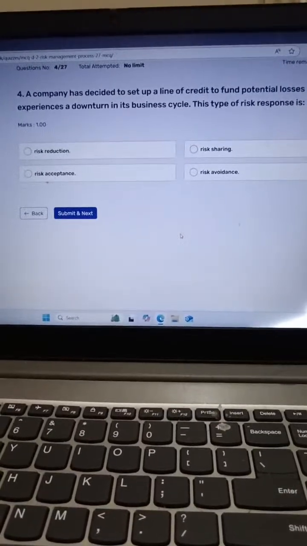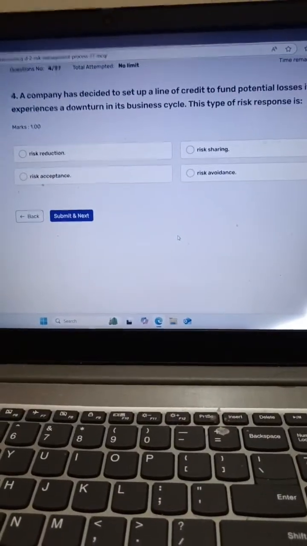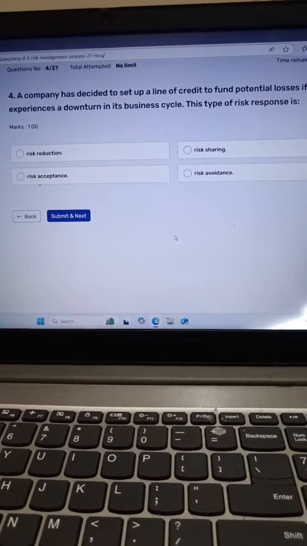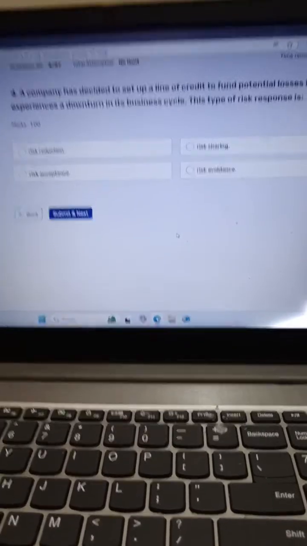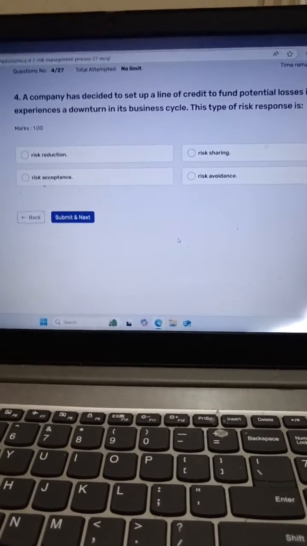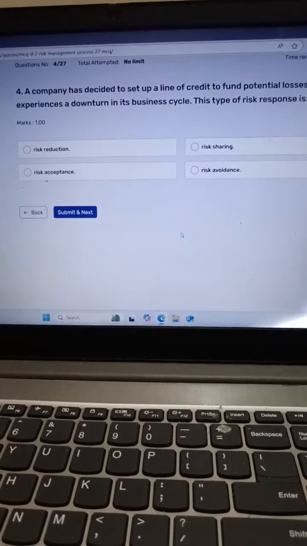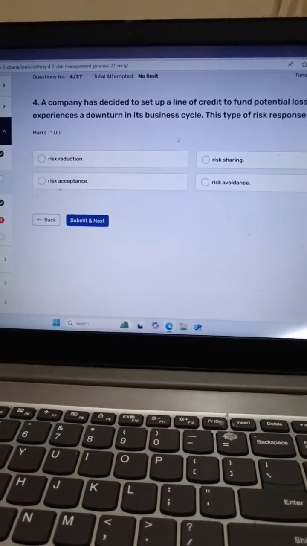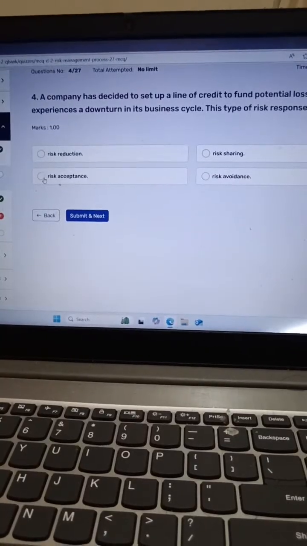Line of credit to fund potential losses if it experiences a downturn in business. It is not insurance. This is also not hedging. So is this risk reduction, risk acceptance, or risk sharing? Risk sharing, no. Risk avoidance, no. Risk reduction is also okay, but this does not seem like proper risk reduction. This is a risk acceptance.